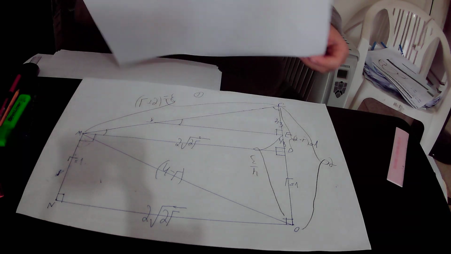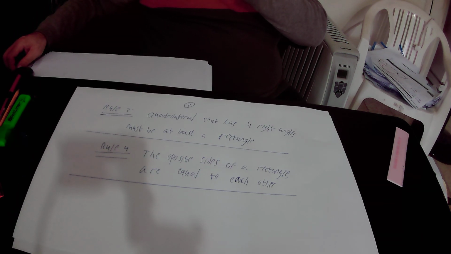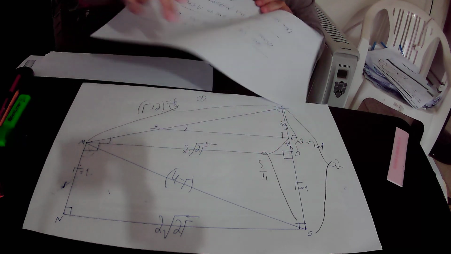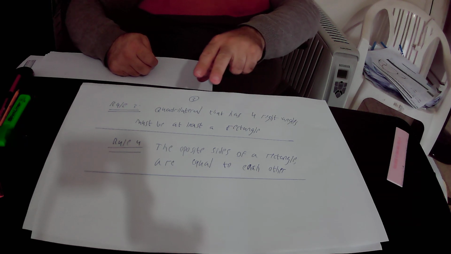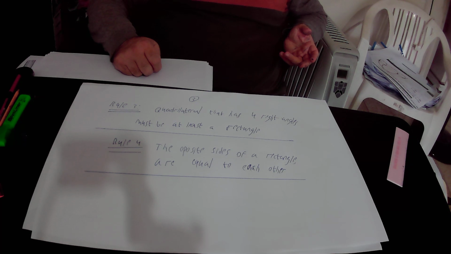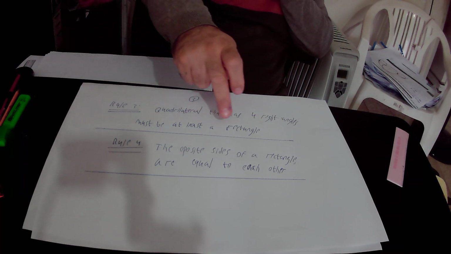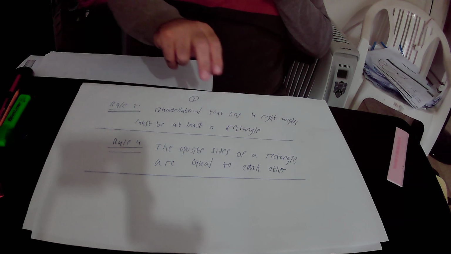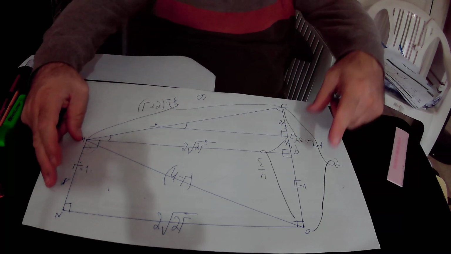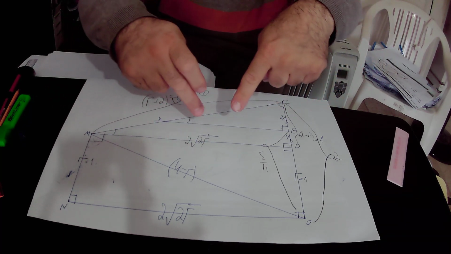And we actually have rule number 3. According to rule number 3, a quadrilateral that has four right angles, like in our case, quadrilateral MNOD has four right angles, must be at least a rectangle. If not a square, it must be at least a rectangle. Okay? And we also have rule number 4 that says that the opposite sides of a rectangle are equal to each other. Okay, here it means that MN equals DO, in rectangle MNOD, and also MD equals NO.